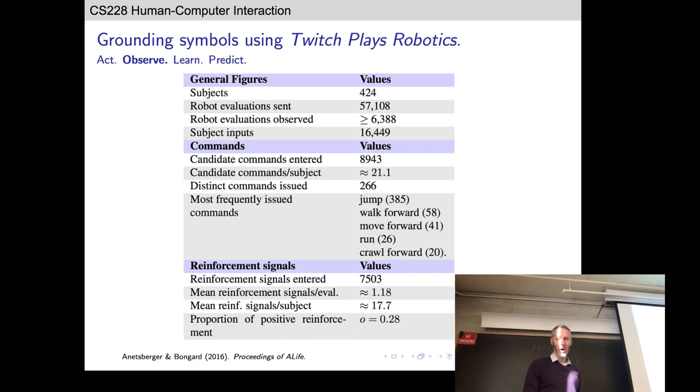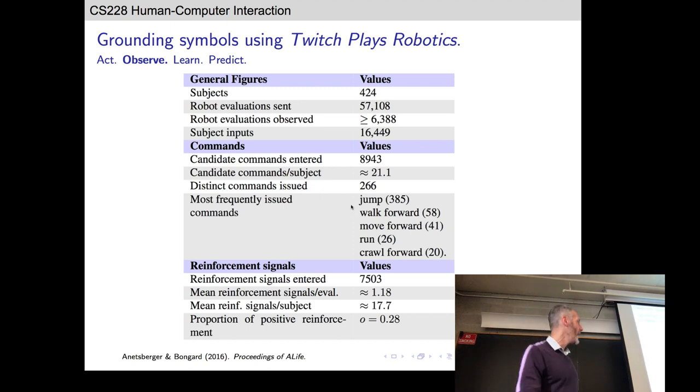Nothing carried over from the previous evaluation into the current one. Yeah, good question. Okay, so during that 2-week period, we collected over 16,000 pieces of chat from the crowd. As you just saw, there's a whole bunch of noise in that chat. But if we filtered that out, we found that the crowd tried to issue almost 9,000 commands to the robots. Most of those commands were repeats. So someone would type in walk forward, then someone else would type in walk forward, someone else would type in walk forward. And once we filtered that down, there were 266 unique commands that the crowd tried to teach the robot.